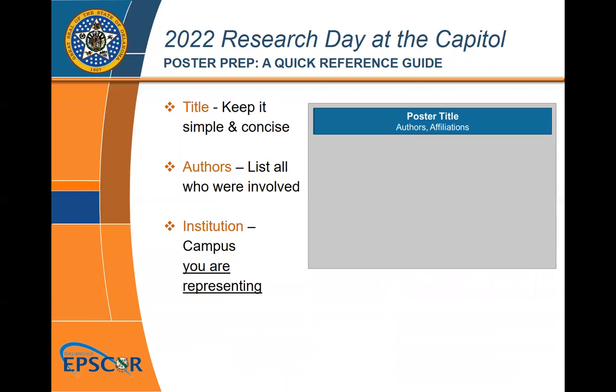So your title should be simple, engaging, and concise. You also need to list all of your authors, and the institution that you list will be the institution you are representing for this event. And that's really important for the OU Health Science Center student to remember.